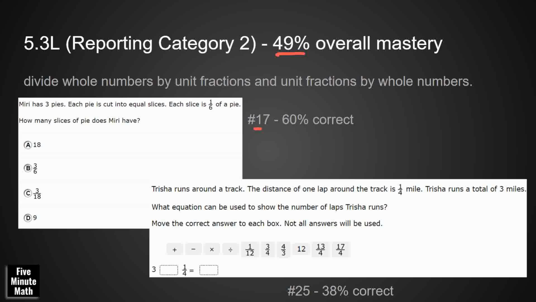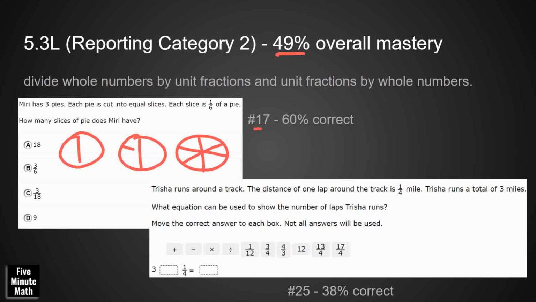The area is 3 pies. Each pie was cut in equal slices. If each slice is 1/6, look, I can draw 3 pies right here. And some of our students might have done that. So you kind of draw a fat X to get the sixths. How many slices do I have? I got 6, 12, 18. So what I did is I did 3 divided by 1/6, which is the same as 3 times the reciprocal, and you're going to get your answer of A.